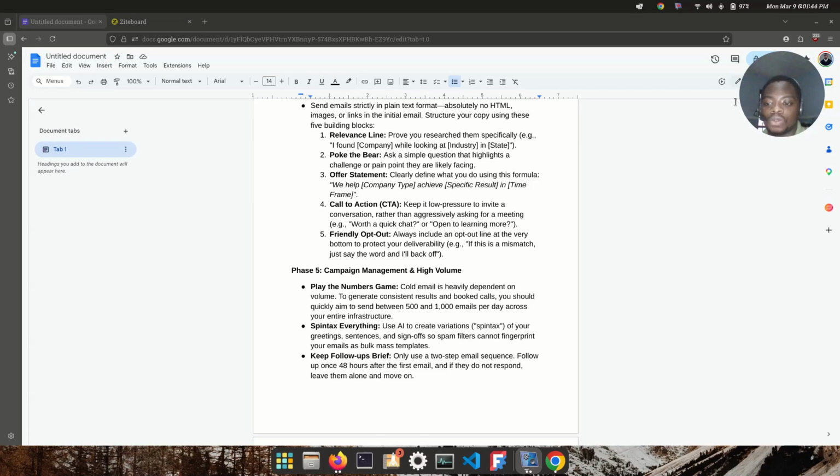If after 24, 48 hours, 2 days is probably max. If they don't respond in like 2 days, they are probably not interested, so you should probably skip that. Follow up once 48 hours after the first email. If they don't respond, just leave them and move on, because it's just better to look for people. You're in the business of looking for people that actually need your service.